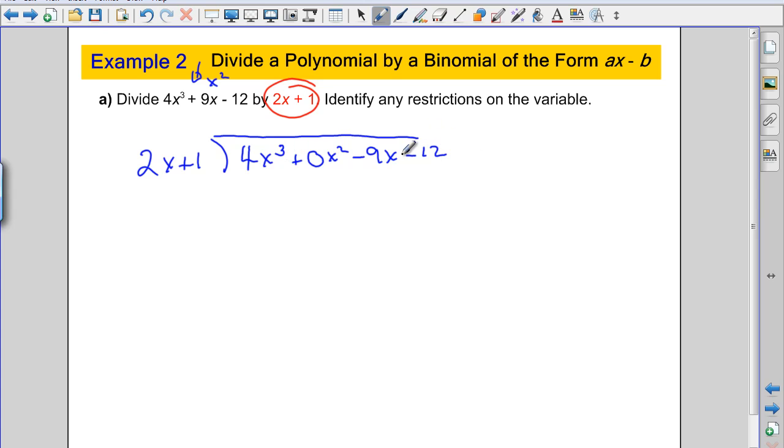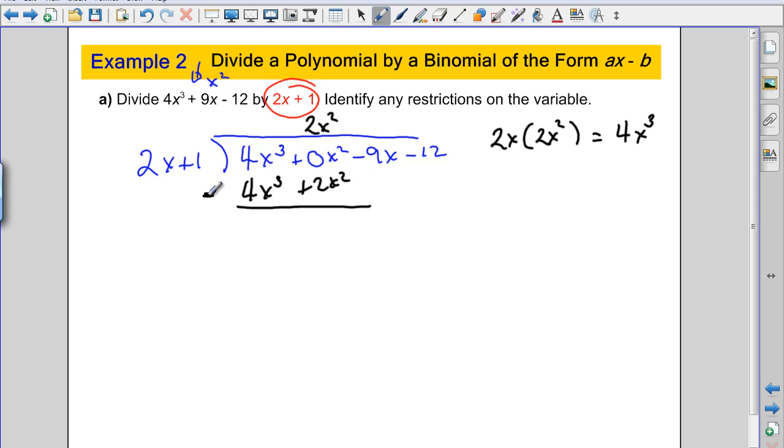Again, make sure that each of your exponents is descending by 1, and if you're missing one, you need to add it in. If you're missing another one, you need to add that in as well. Now we can continue the way we approach the other two questions. I know that I need to multiply 2x by 2x squared in order to get my 4x cubed. That 2x squared goes on top, forming part of our quotient, and now the rest is fairly routine.